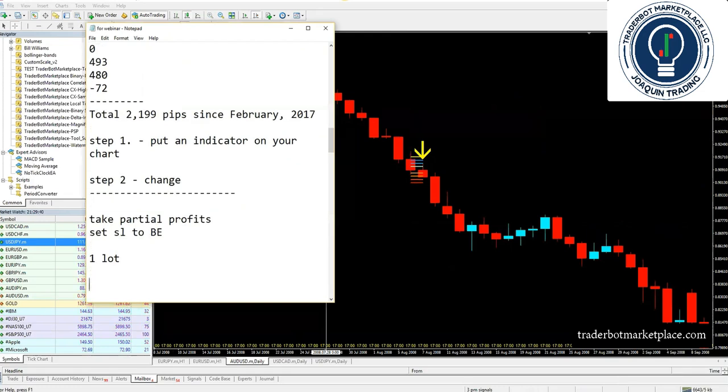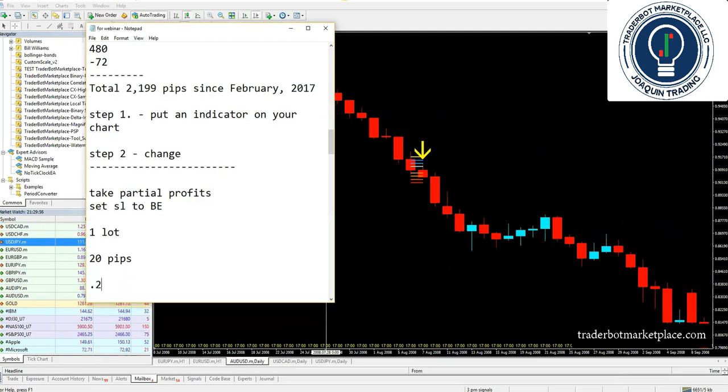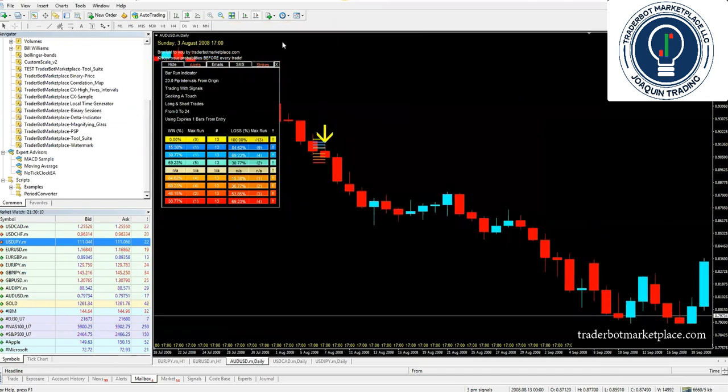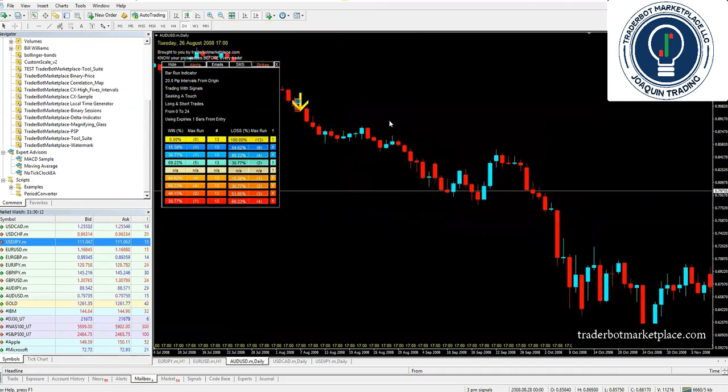Maybe about 20 pips or so, I'll take half the lots off at 20 pips, half the lots at 40 pips, whatever. And then I'll leave my remaining lots, and then I just walk away for a week, walk away for a month, whatever. And whenever that happens, you're going to come back to your computer. Maybe you go on vacation, you leave your trade open, stop loss at 0, whatever.